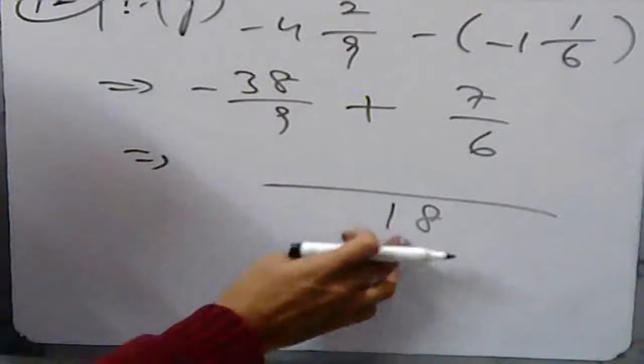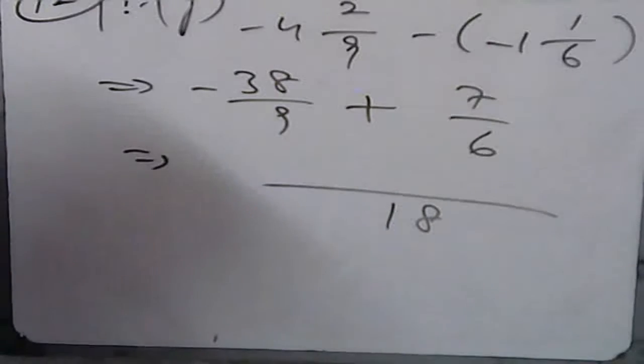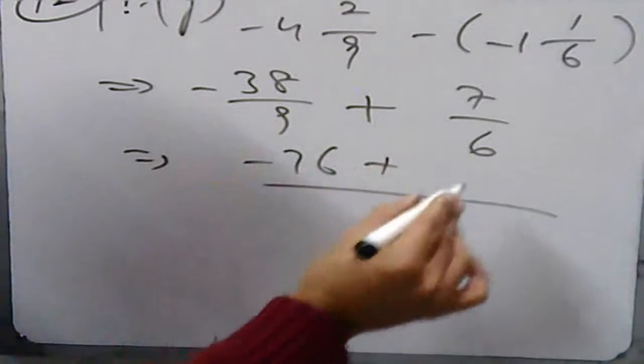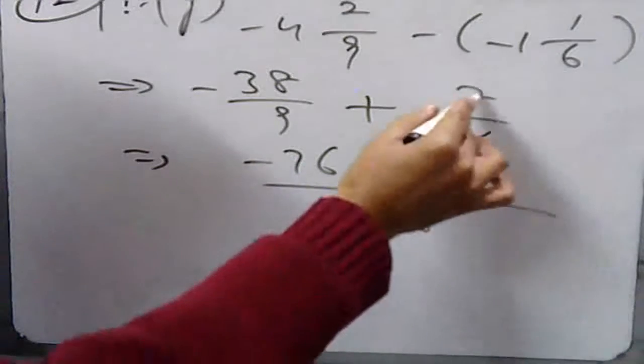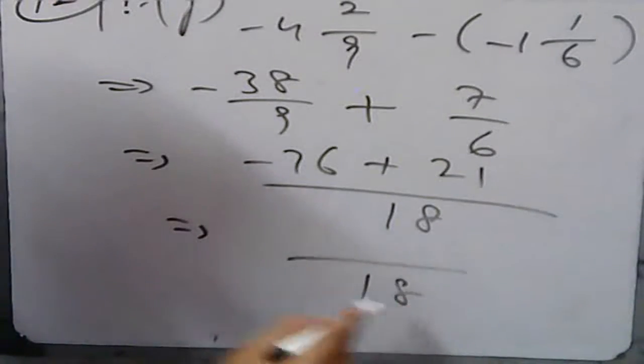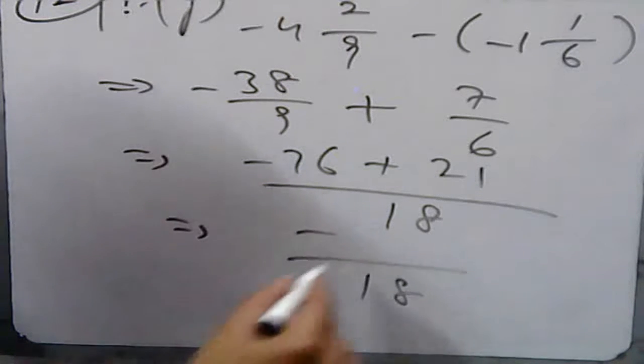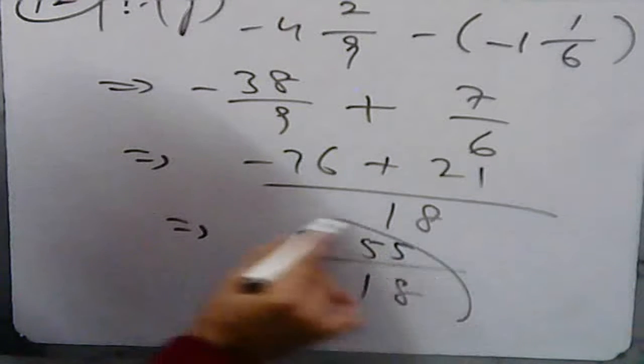Now divide this LCM by the denominator. 18 2s are, and 2 multiplied with 38, that is 76. 6 3s are, and 3 multiplied with 7, 21. Greater value sign should be used here, minus 76 minus 21, so you will get 55. So minus 55 by 18 is your required result.